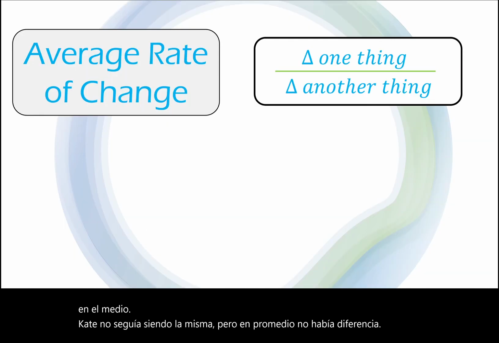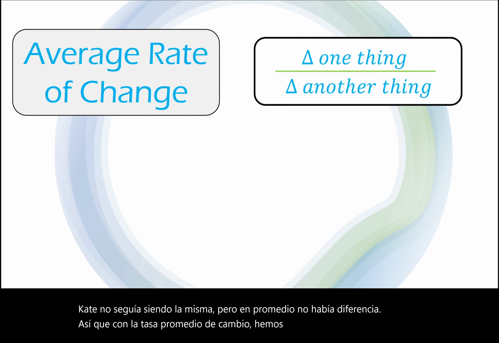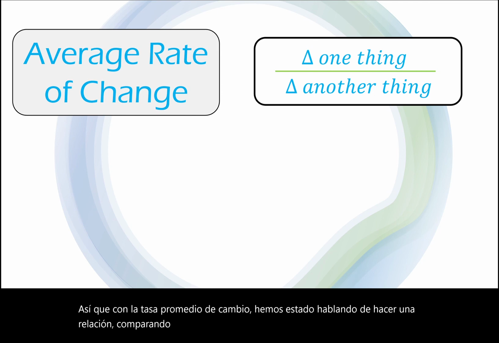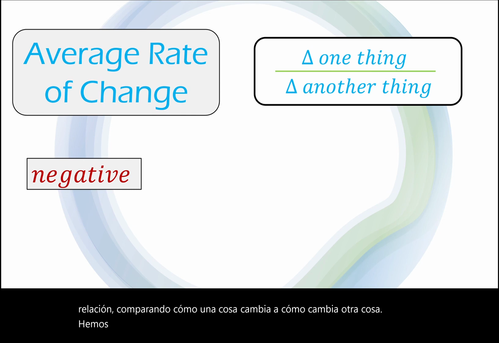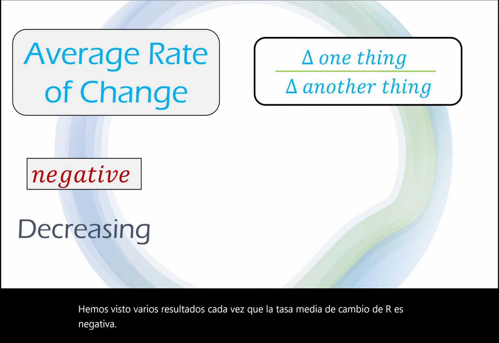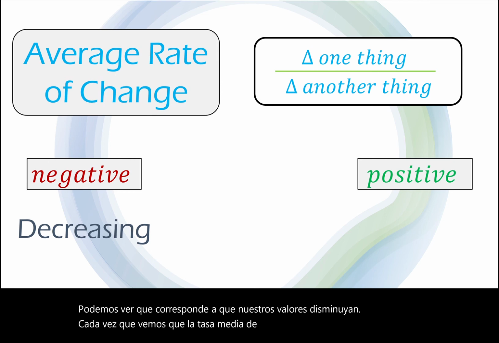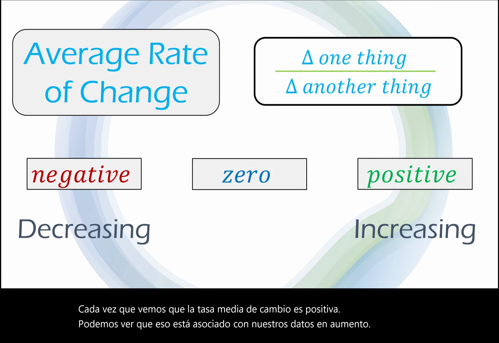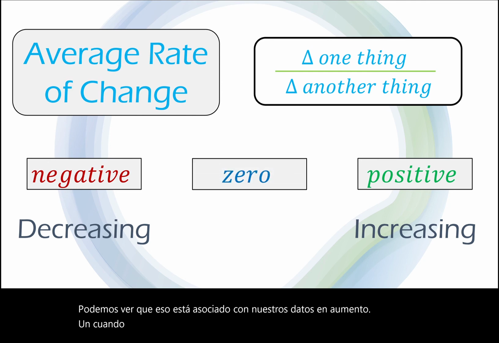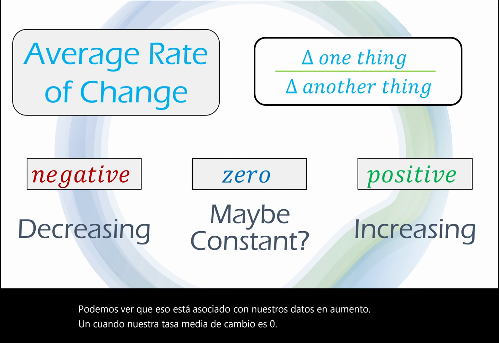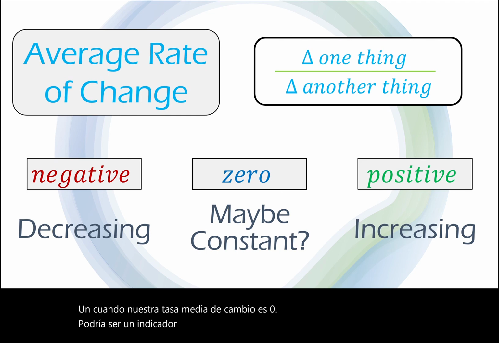So with average rate of change, we've been talking about making a ratio, comparing how one thing changes to how another thing changes. We've seen several results. Whenever our average rate of change is negative, we can see that corresponds with our values decreasing. Whenever we see the average rate of change being positive, we can see that's associated with our data increasing. And when our average rate of change is 0, it could be an indicator that something is remaining constant, but that's not always guaranteed, as we've seen in the examples here.